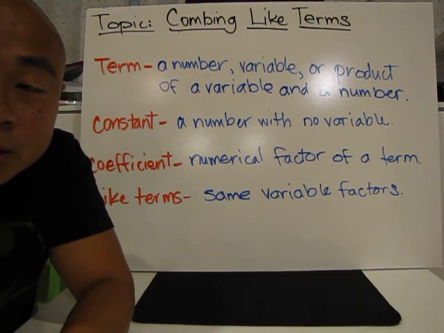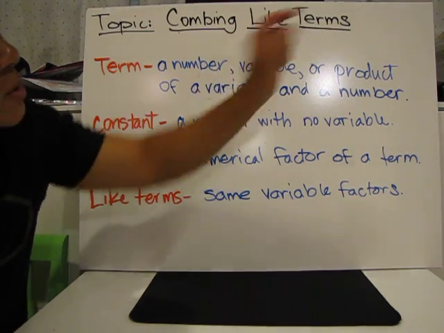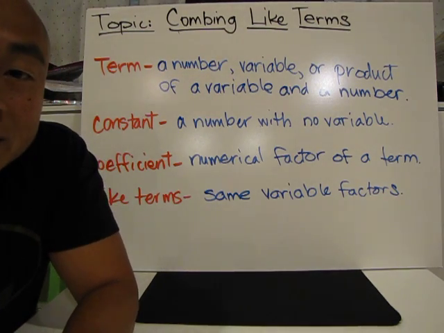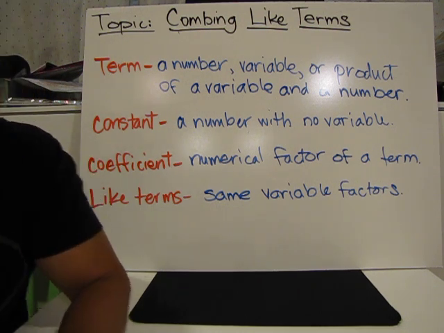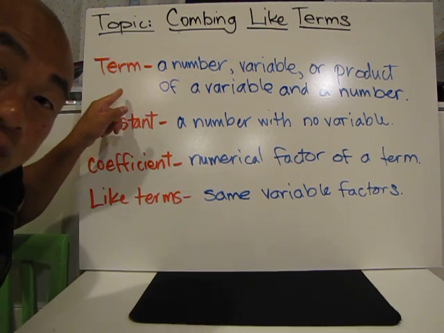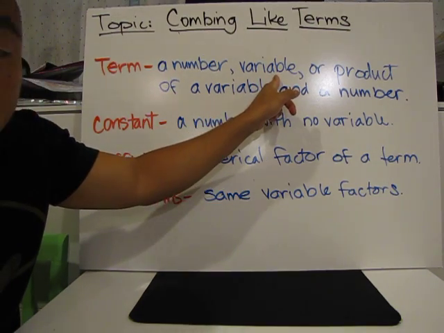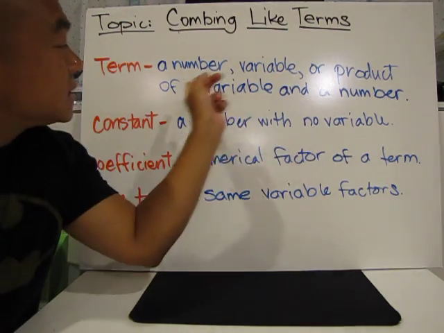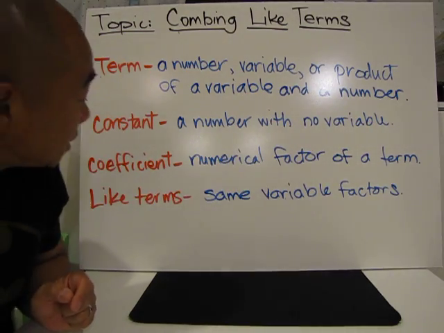Hi, so our topic for today is combining like terms. I'd like you to go ahead and write down these 4 vocabulary words that we're going to probably run into again. The first one is term. That's a number or a variable or product of a variable and a number. We're going to learn more about that in a little bit.